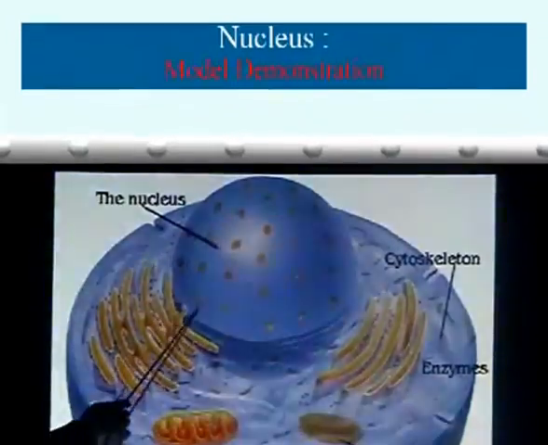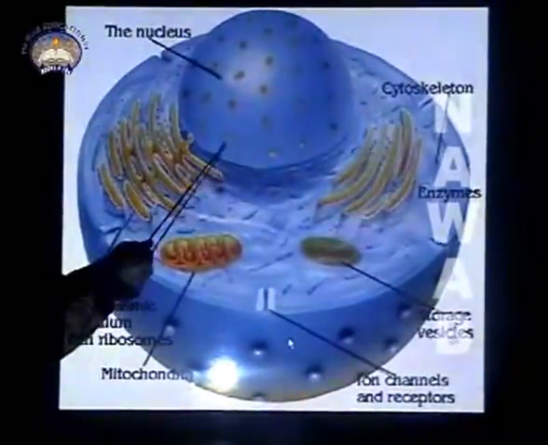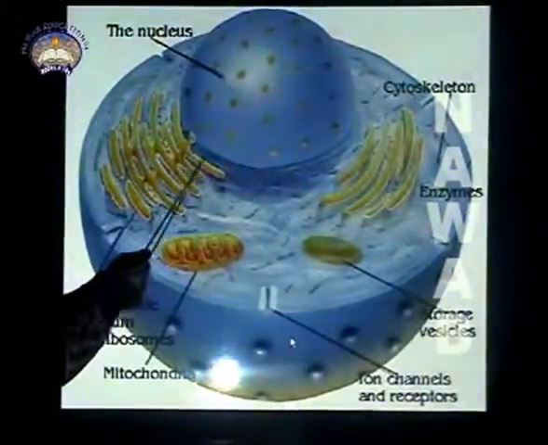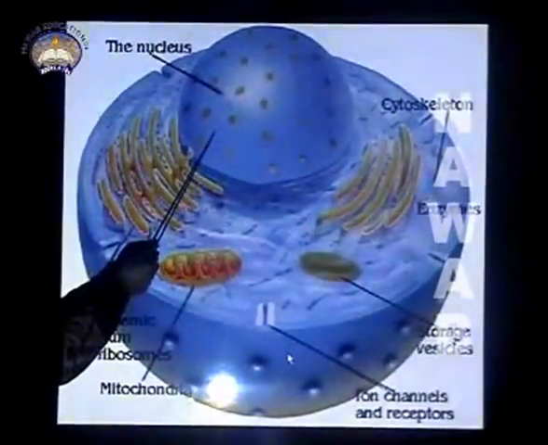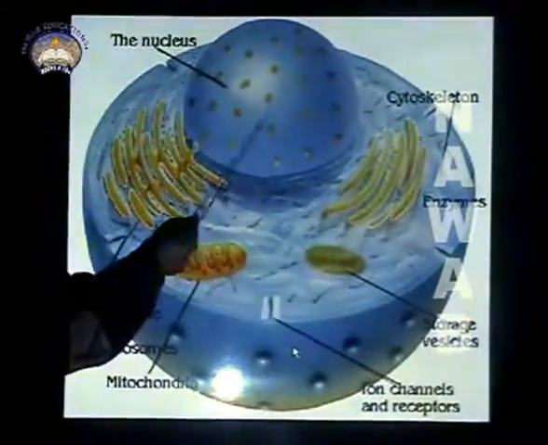So nucleus has been shown in this diagram. Nucleus is the central control house of the cell. It is composed of a membrane which is known as the nuclear membrane, and it has the pores through which the materials from inside of the nucleoplasm come into the cytoplasm. These are the nuclear pores.